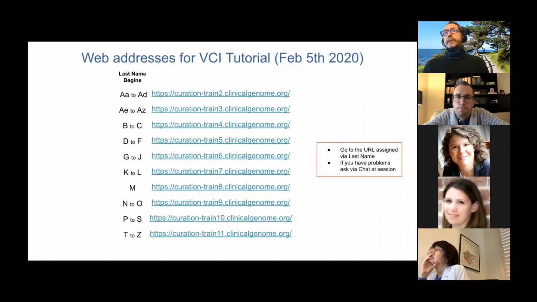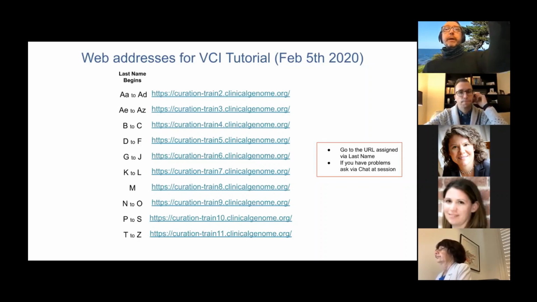We've assigned you to a specific test site based on the first letter of your last name. For instance, my last name begins with W, so I would use a T to Z site, which is the Curation Transfer 11 link. However, we've set it up so that you can access any of these sites. So if you have any problems accessing one of them, please try to log into one of the others. It's also perfectly fine if you choose not to log into the test site right now and instead watch Dr. Harris's presentation and then come back and do it yourself later. It's entirely up to you how you want to use today.